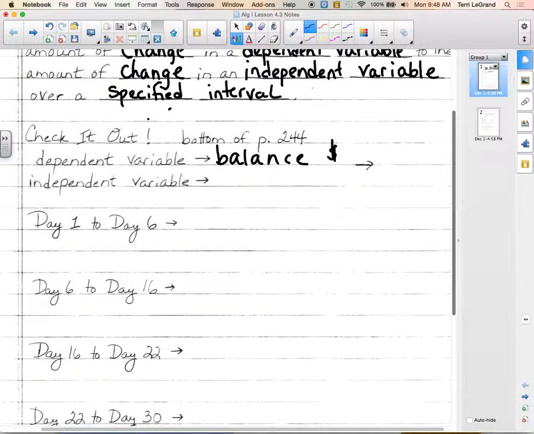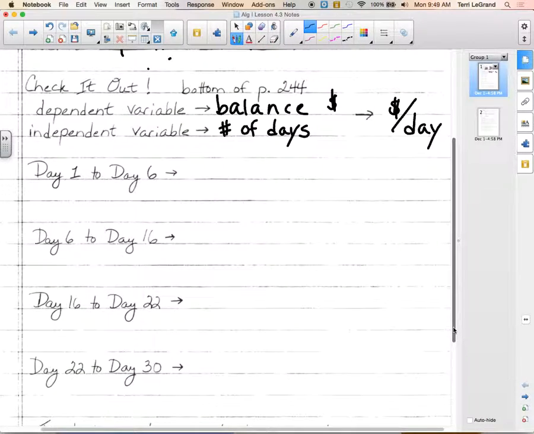And the independent variable then will be the number of days, so that we end up with dollars per day. It makes more sense to talk about how much the bank balance changed in dollars per day than days per dollar. So you first of all have to make that decision: which one's going to be the dependent variable, which one's going to be the independent variable, so that you get a rate of change that even makes sense, okay?